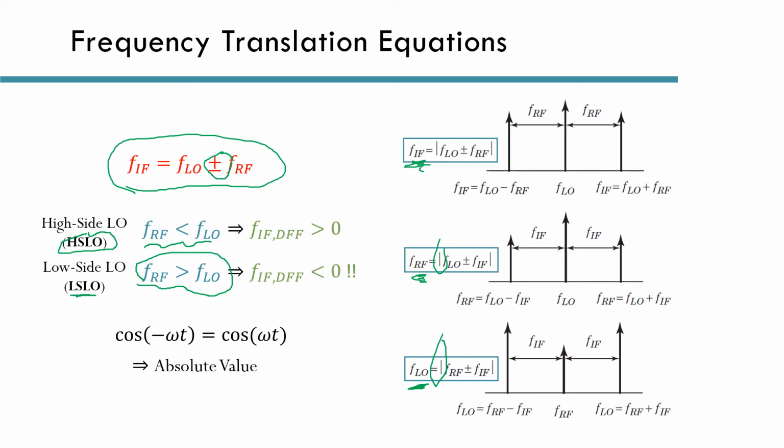So what does a negative frequency mean? We should remember that we started with the cosinusoidal RF input and that cosine of minus omega t is equal to cosine omega t. And this means that any mathematically negative frequency is practically the same as its positive value and hence the absolute value.